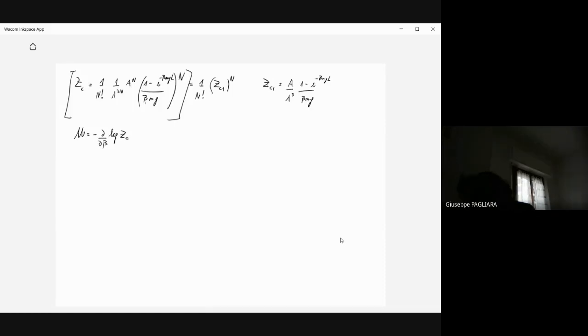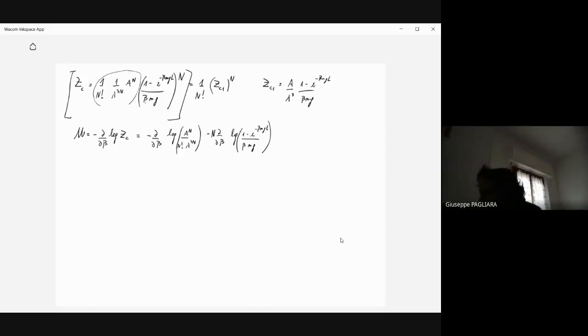Let me see what is better to do. Okay, so here I will have minus the derivative with respect to beta. Let me collect this part here, the log of a to the power of n and factorial and lambda to the power of 3n, minus the derivative with respect to beta of the log of 1 minus e to the minus beta mgl divided by beta mg to the power of n, so then I can put an n here outside. Okay.